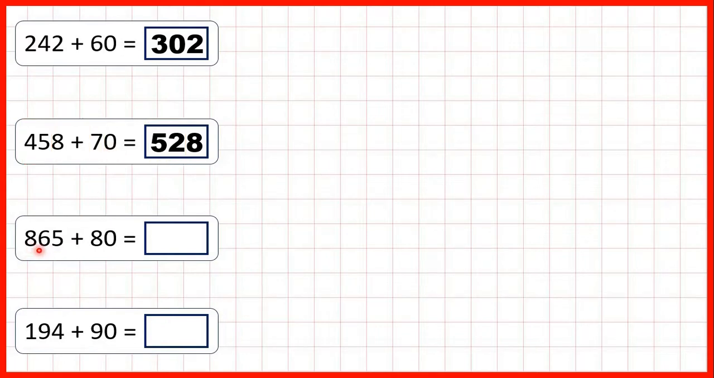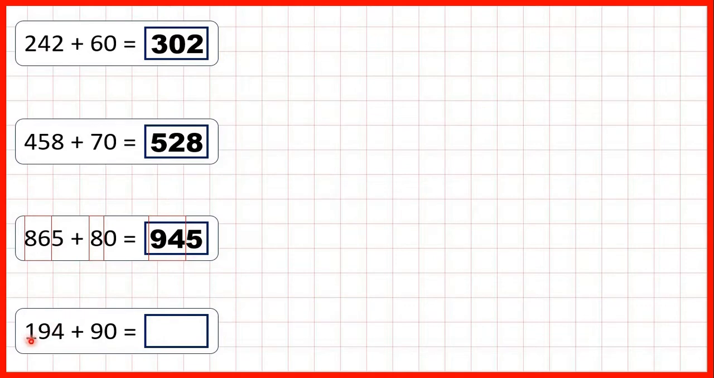Now 865 plus 80. Now 6 plus 8 is 14, but if we have 14 tens, we'll make an extra 100. So we look at our hundreds and tens digits together. 86 plus 8 is 94. So our answer is 945 because our ones digit stays the same.